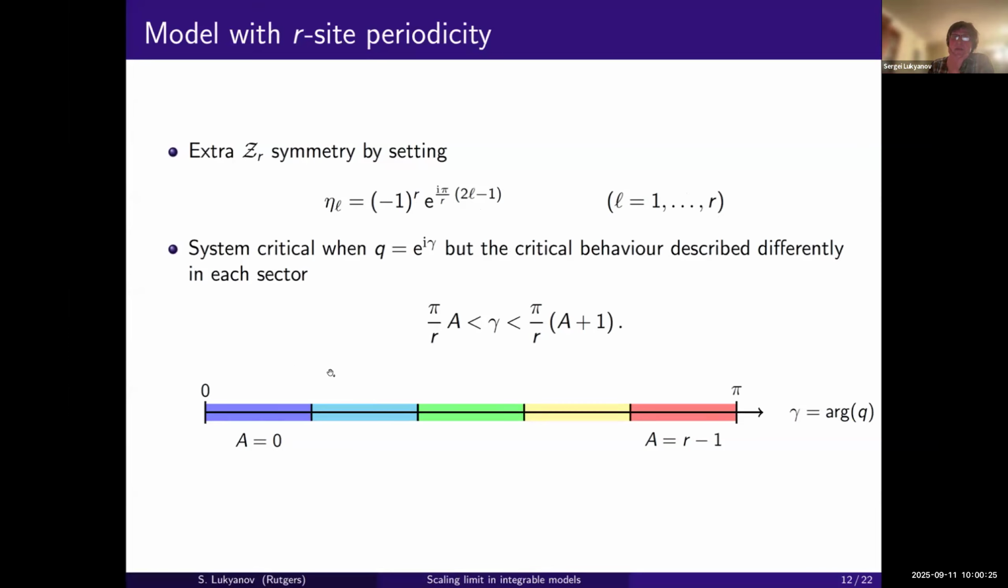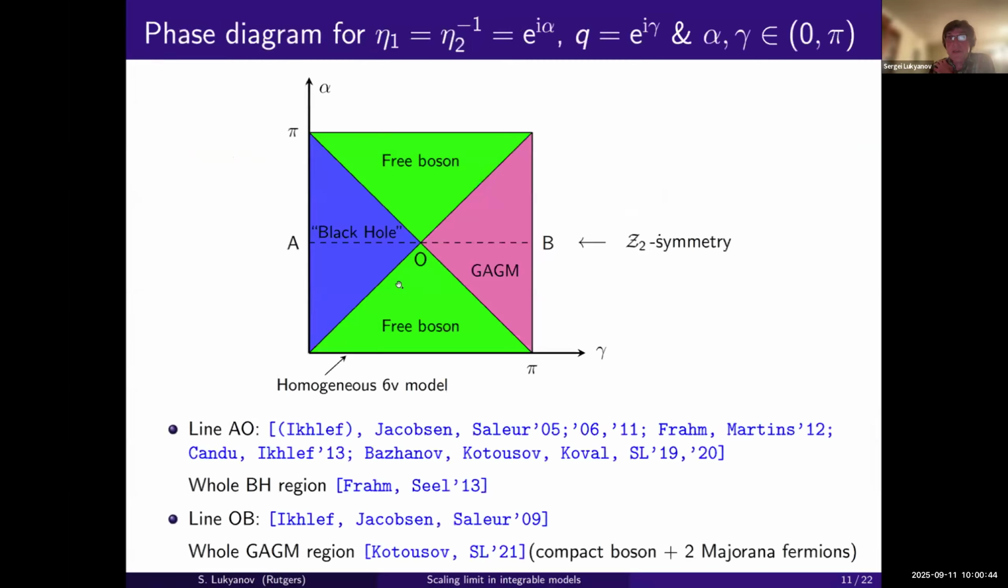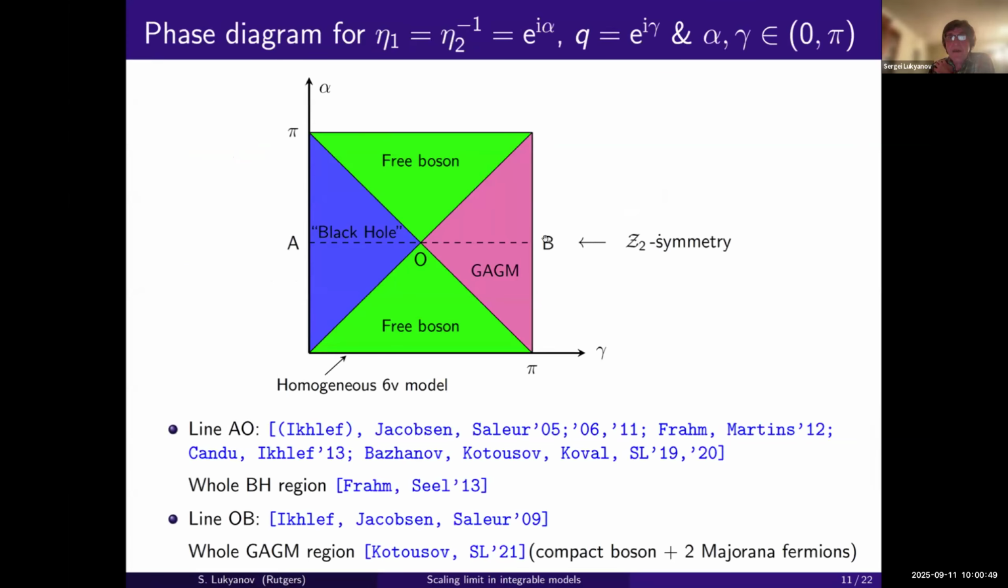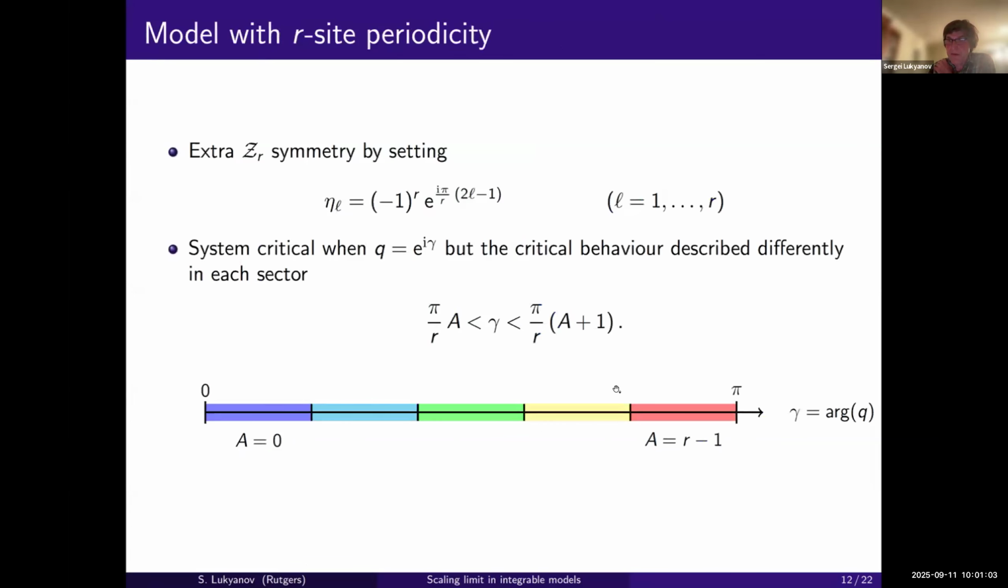But now, contrary to the homogeneous case, the segment from 0 to pi should be split into equal size segments, pi over R. And we have a different type of critical behavior in each segment. You see, for R equal 2, on line AB, we have two domains: the black hole domain, which is blue, and the GAGM domain, which is red. And this is similar to what we have here.